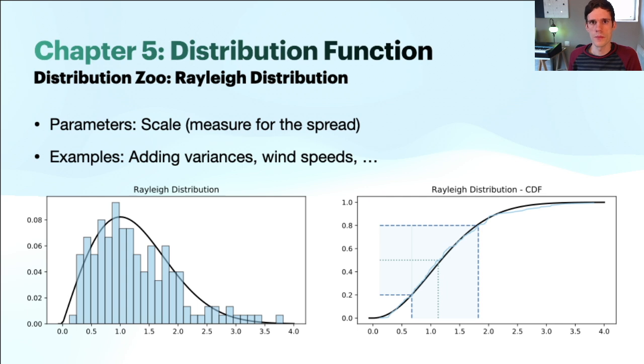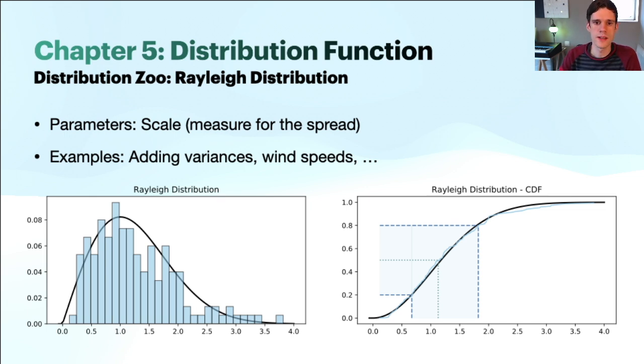Another example are wind speeds, because wind speeds are also a random variable that is made up of the sum of the square of two other random variables, if you're working in 2 dimensions. The Rayleigh distribution also occurs a lot in physics.